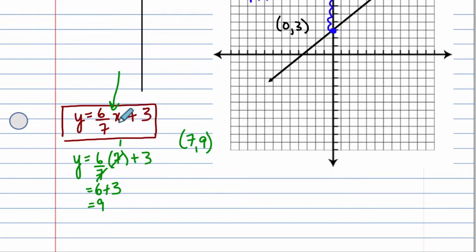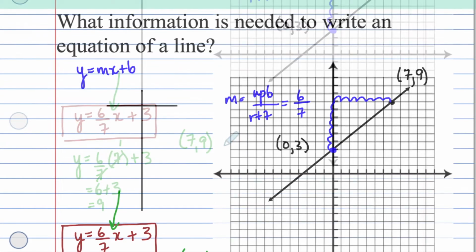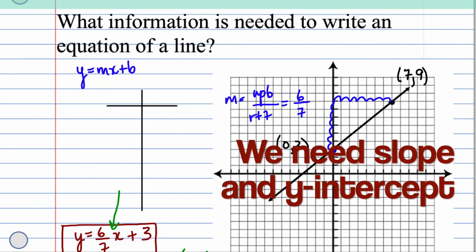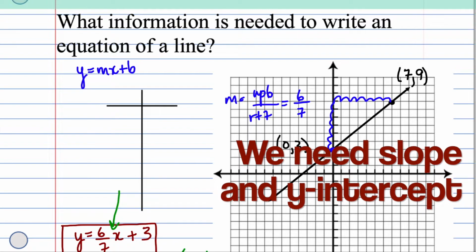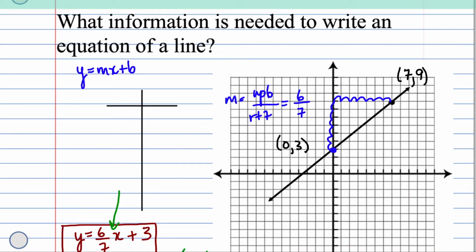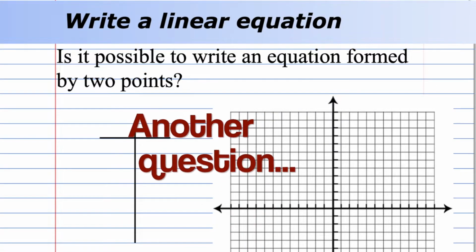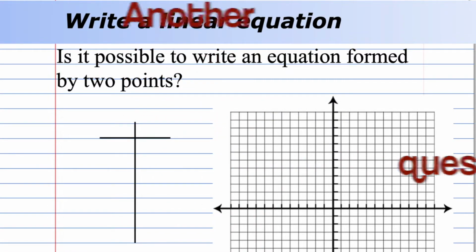And there are infinitely many points that we could get for x, y because we have arrows on the ends of this line. Answering this question, we can say that we need slope and y-intercept to write the equation of a line. Is it possible to write an equation formed by 2 points?